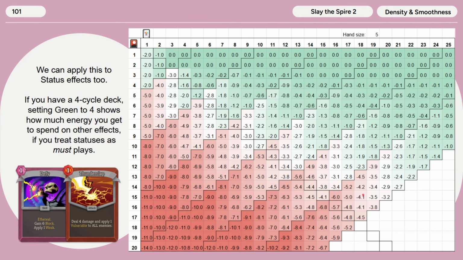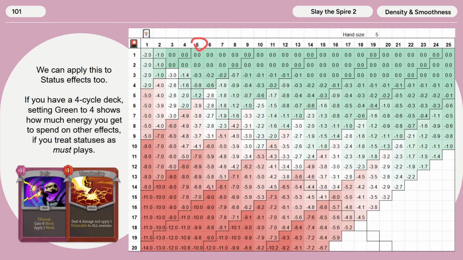We can take the same reasoning for status effects as well. If you have a 4-cycle deck, setting green to 4 shows you how much energy you get to spend on other effects if you treat the statuses as must plays, right? So let's count 4 status cards in the 4-cycle deck, which is down here in this bound here. And so we have -8 through -8. So if you have 4 status cards in the 4-cycle deck, you get to spend 8 energy on non-status cards. That makes sense.